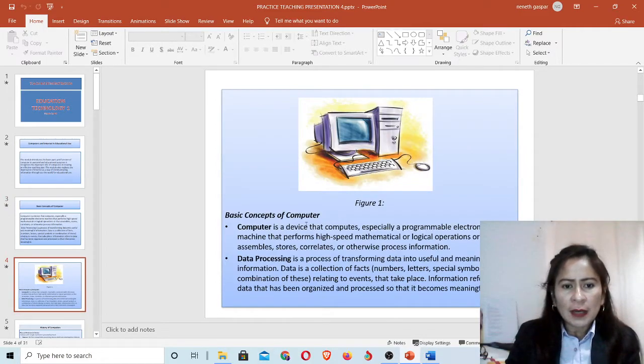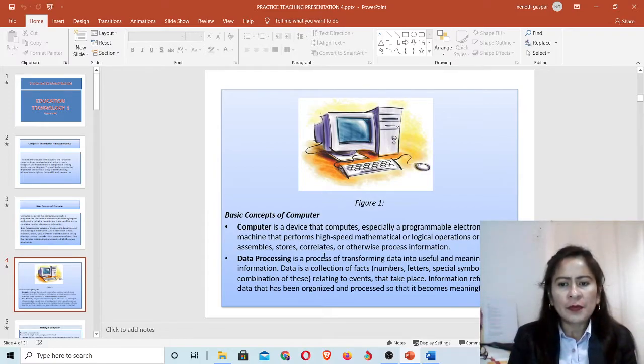Figure 1 shows the basic concept of computer. A computer is a programmable electronic machine that performs high-speed mathematical or logical operations, or stores, correlates, or otherwise processes information. Data processing is the process of transforming data into useful and meaningful information. Data is a collection of facts relating to events that take place. Information refers to data that has been organized and processed so that it becomes meaningful.